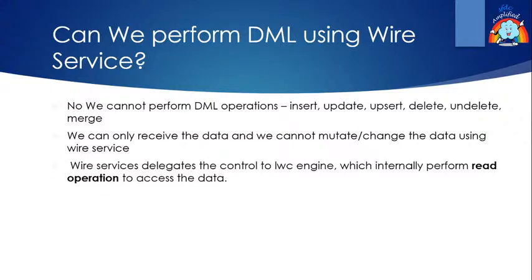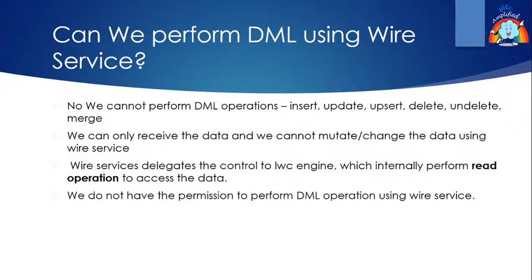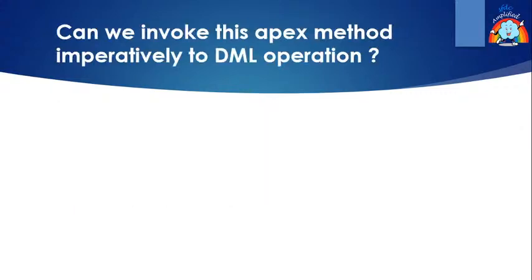Basically, wire service delegates the control to the LWC engine, and we just perform the read operation. So we just access it, we just display it. If we want to get the display list of records, we can do that. But if we want to perform a DML operation like closing the case, we cannot do it using wire service. We do not have the permission to perform DML operations using wire service. For that we have to go to imperative.